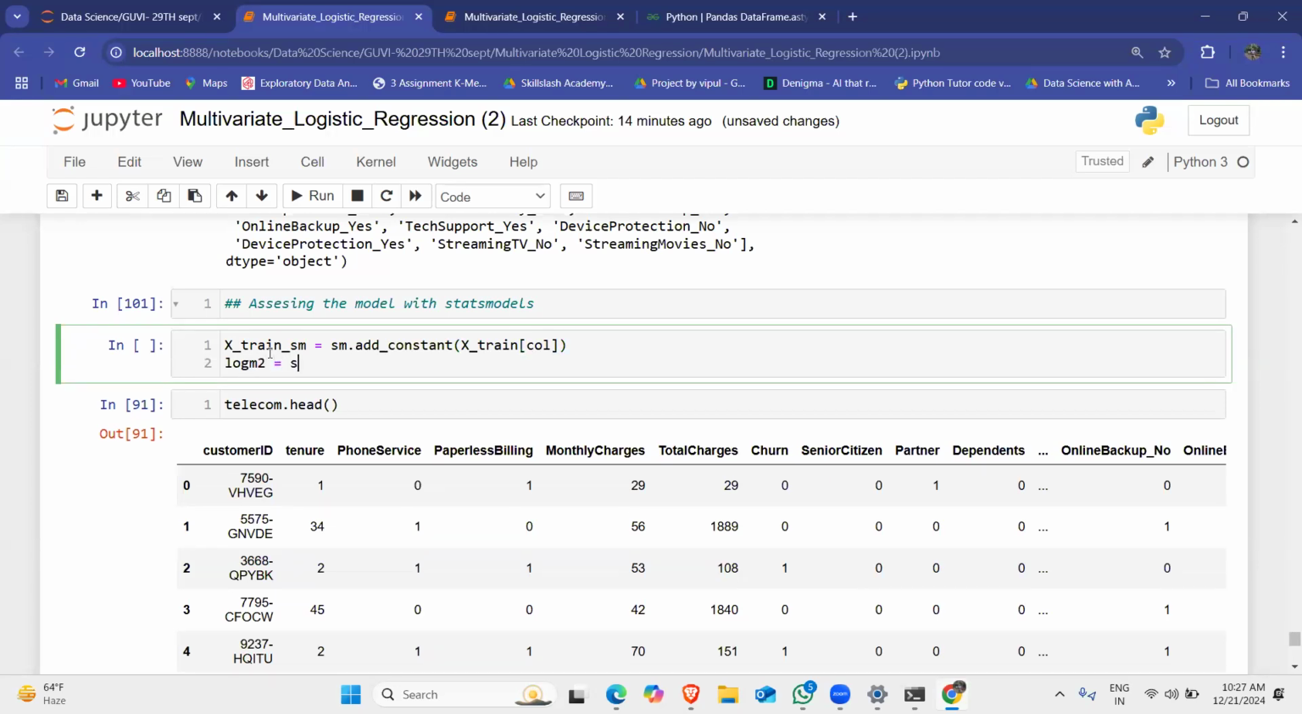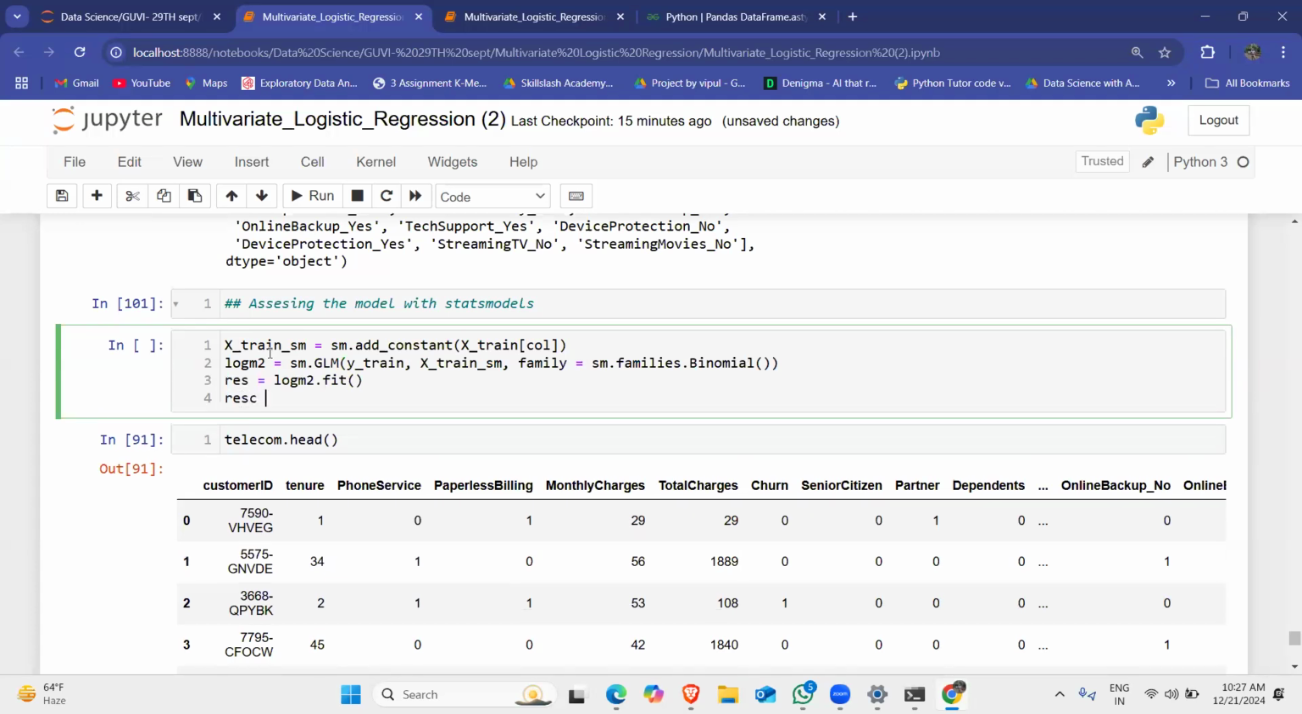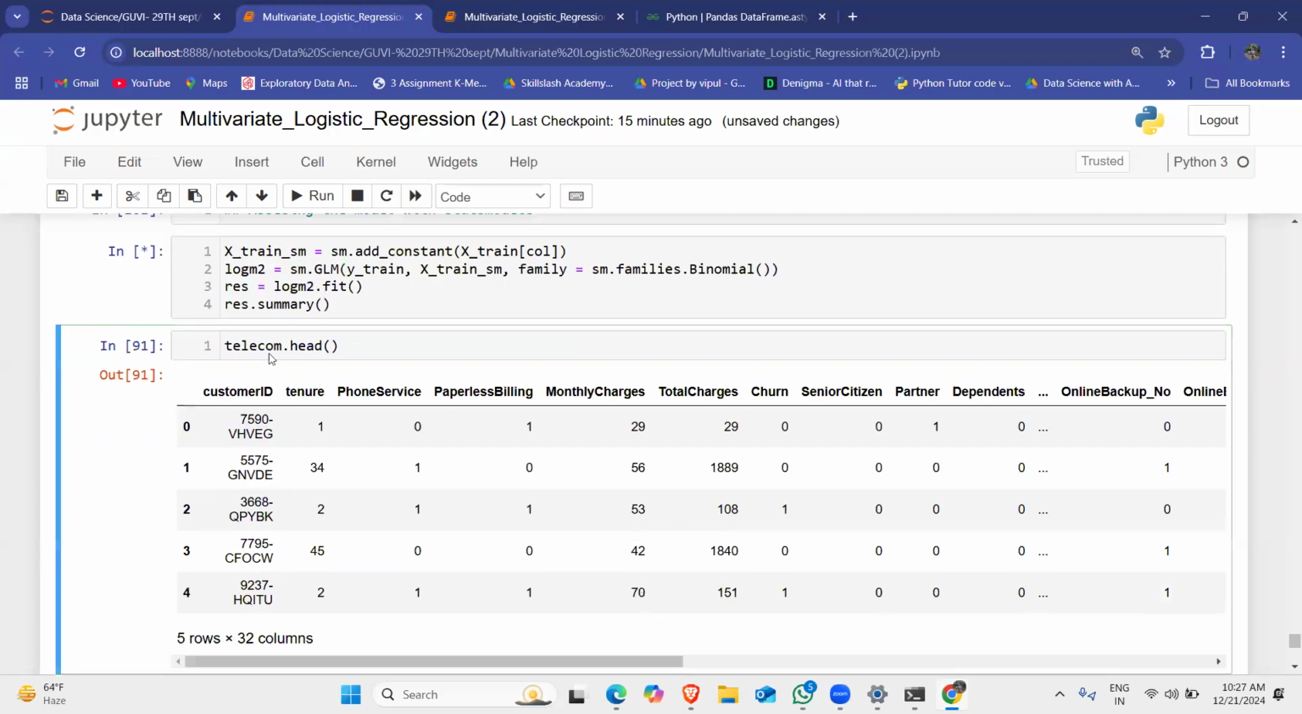Then we'll write logistic regression model 2, let's say, is equal to sm.GLM of y_train, comma, x_train_sm, comma, family is equal to sm.families.Binomial, close bracket. And then we'll write residual is equal to logistic regression model 2, we'll fit that, and we'll write residual.summary, close bracket.